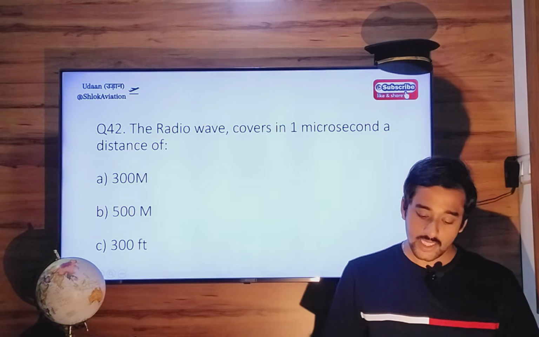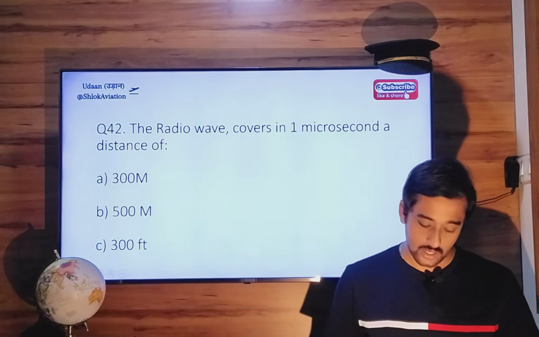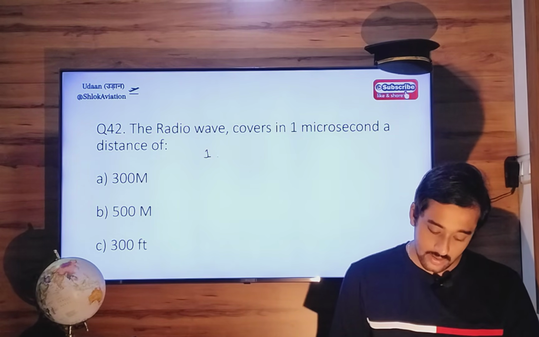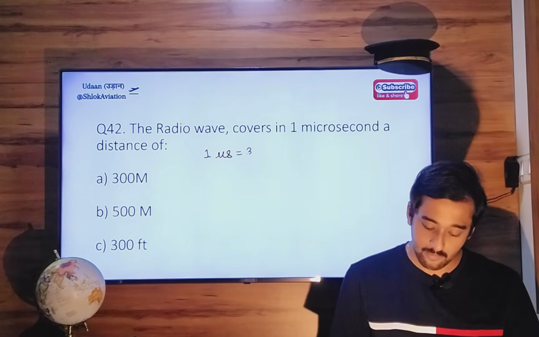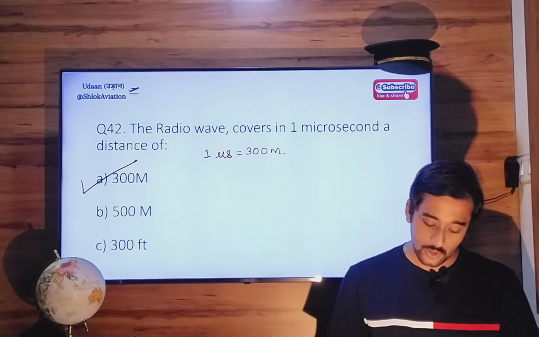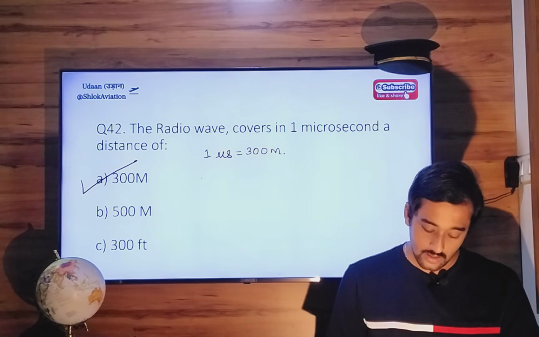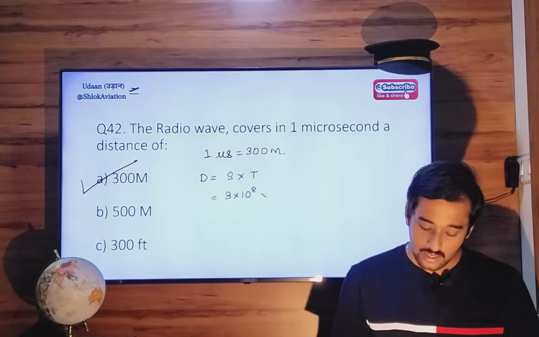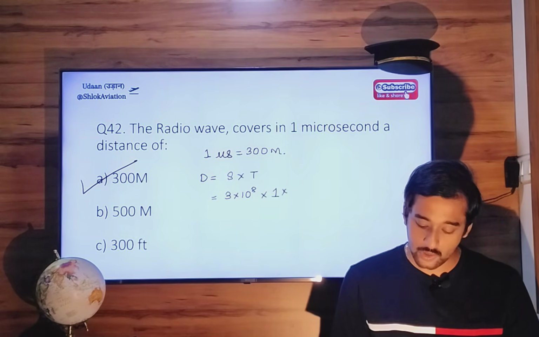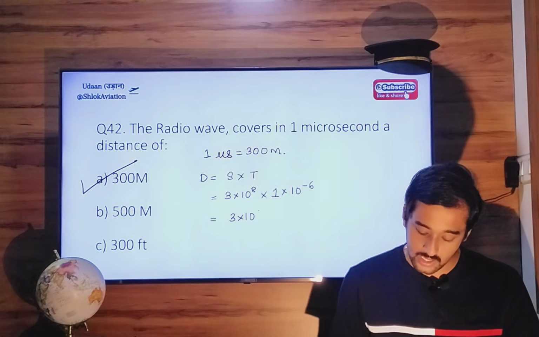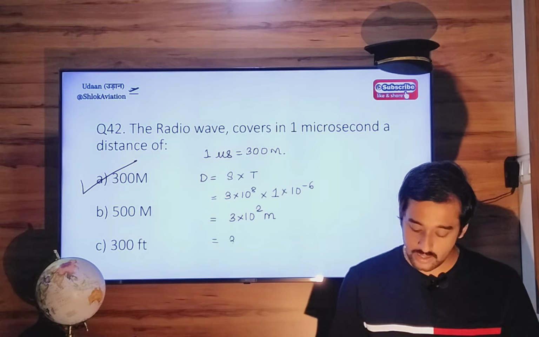The radio wave covers in 1 microsecond a distance of what? So, 1 microsecond is equal to 300 meters. Remember. So, option A. Now, if you want to calculate distance, distance is equal to speed into time. So 3 into 10 raised to 8 meter per second. Time is 1 microsecond. So 1 into 10 raised to minus 6 seconds. So 3 into 10 raised to 2 meters, which is nothing but 300 meter.